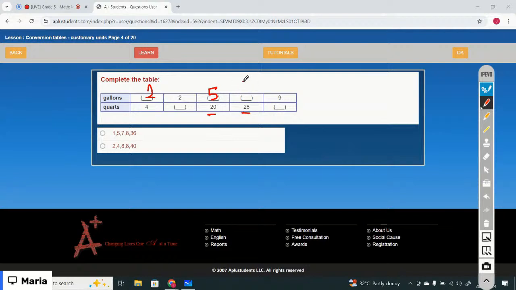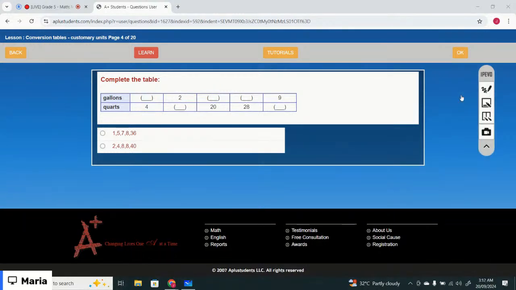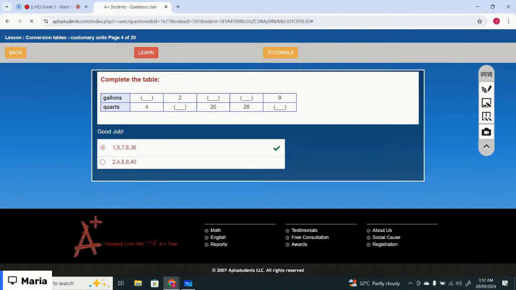And 28 divided by 4 is 7. And you need to multiply them by 4. 2 times 4 is 8 and 9 times 4 is 36. So the correct option is option number 1: 5, 7, 8, and 36. Option number 1 is the correct option.